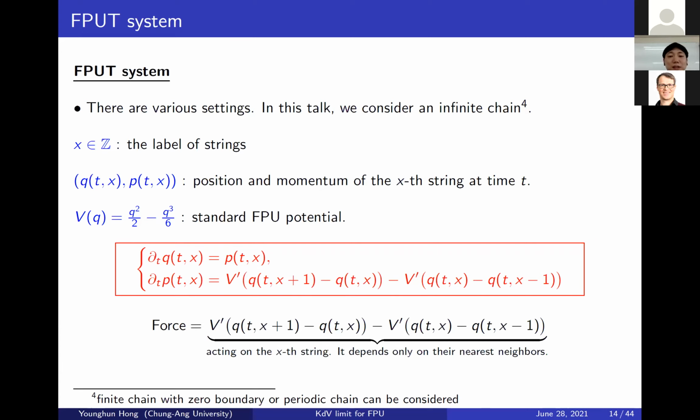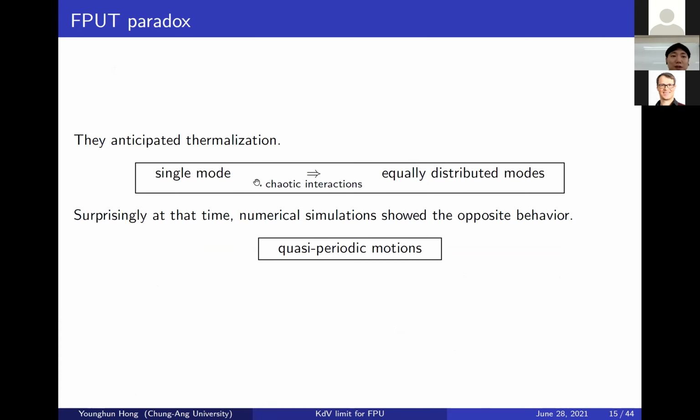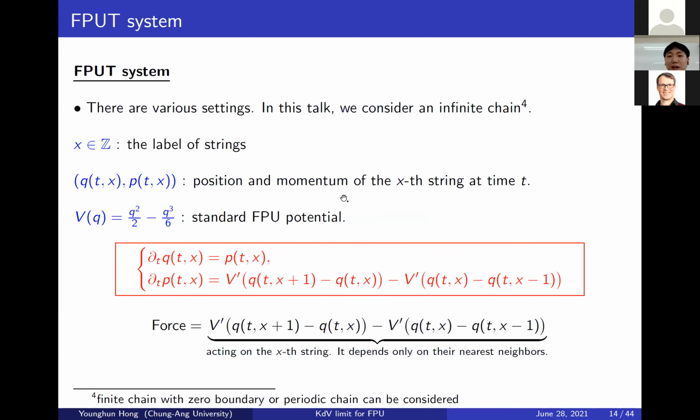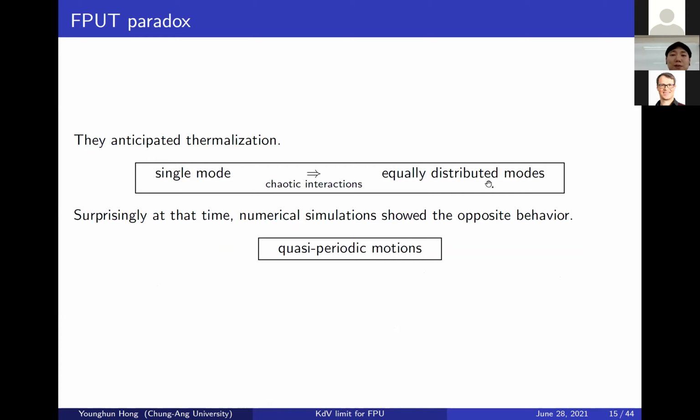Okay, then they did some numerical simulation for this model. However, when they did the numerical simulation, they expected that by some sort of chaotic, nonlinear interactions, everything would be equally distributed. But surprisingly, 70 years ago, numerical simulation showed the opposite behavior. They found quasi-periodic motions in the numerical simulation.